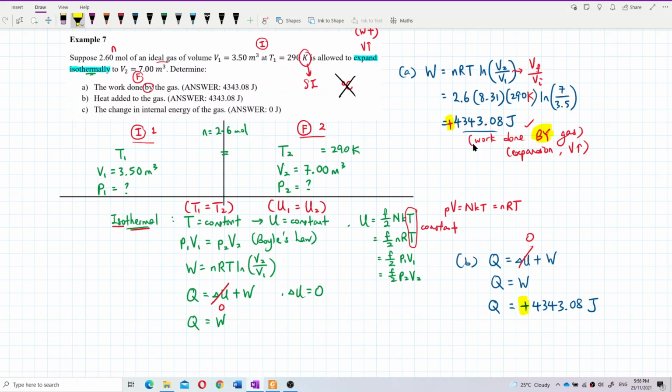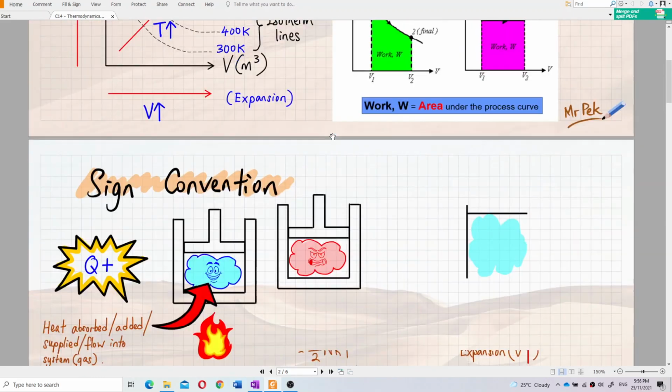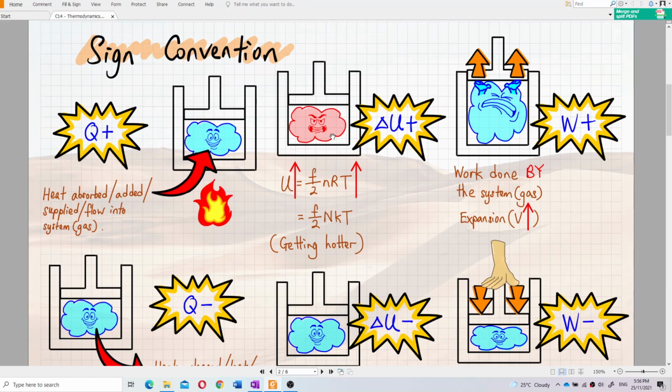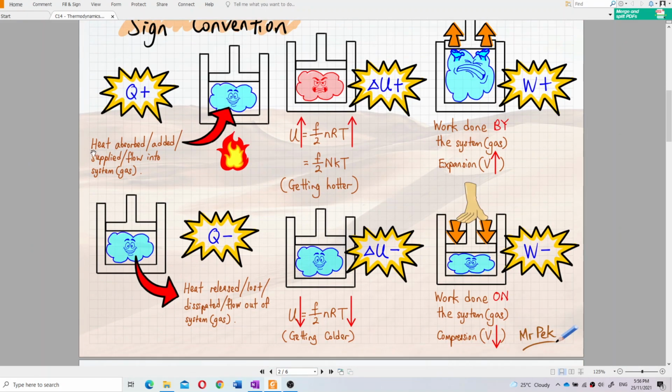What does a positive Q mean? Go back to our concept. Positive Q means heat absorbed, heat added. You see the keywords: absorbed, added, supplied, or flowing into the system or the gas.